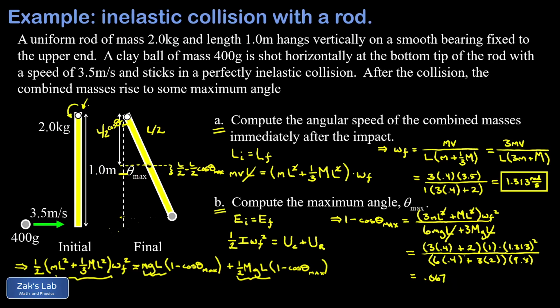0.067. Now we still have to solve for theta max, and you can do this all at once in your calculator. What I'm imagining here is adding cosine theta max to both sides, and then I subtract 0.067 from 1, and then I take the inverse cosine of that. So I do 1 minus 0.067, hit enter in the calculator, and then do the inverse cosine of that result, and we get a final angle of 21.1 degrees.